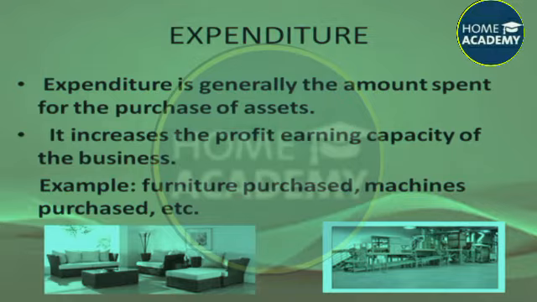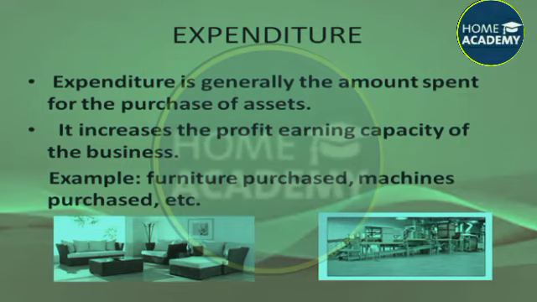Another accounting term is expenditure. Now, there is a difference between expense and expenditure. Expenditure we generally relate to the amount spent on the purchase of assets. So, it is used for the purchase of fixed assets, which is going to increase the profit earning capacity of the business. So, the expenditure on the purchase of furniture, machinery, building, land, etc. would be called expenditure.